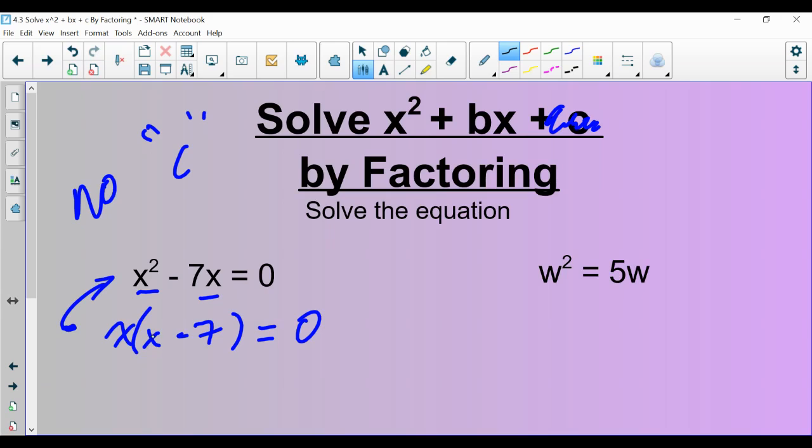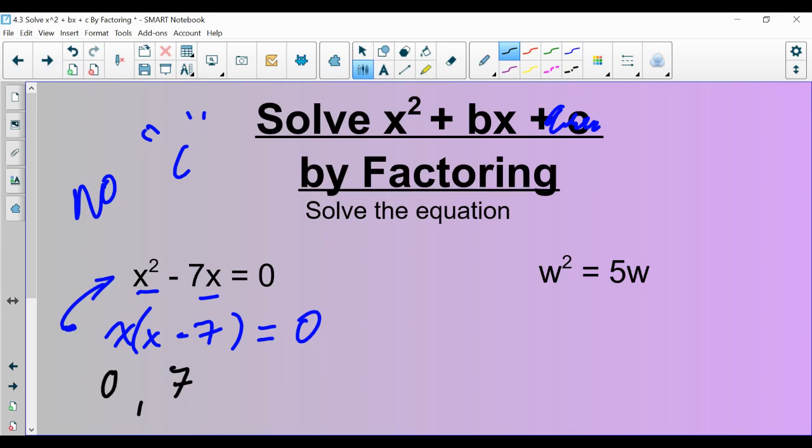What would you plug in for x here to make this 0? That would be positive 7. And what would you plug into this x to make it 0? Well, it's just x. So if you plugged in 0, it would work, right? And now we can go back up to the top and verify that this works. 0 squared is 0. Minus 7 times 0 is also 0, right?